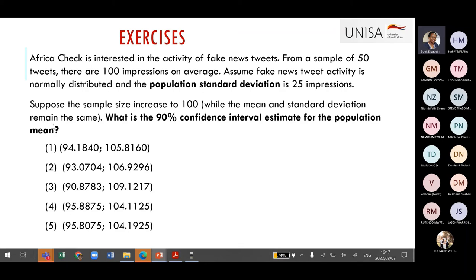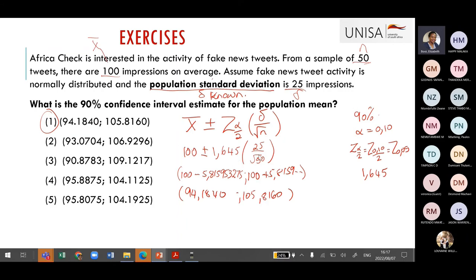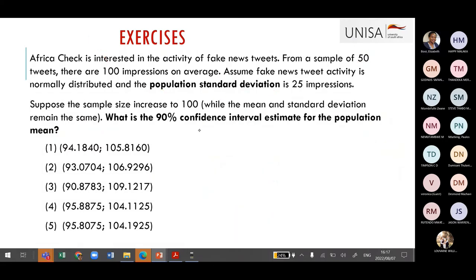While the mean and the standard deviation remain the same, so it means our mean will still be 100, our standard deviation will still be 25. What is the 90% confidence interval estimate? So going back to our previous one, we know that we calculated it this way. We're going to continue doing that, but changing our sample from 50 to 100. So let's do that. Our x bar plus or minus our critical value of alpha divided by 2 times the standard deviation over the square root of n, which is our standard error. And 100 was our mean, plus or minus our critical value. We found that it was 1.645 times our standard deviation was 25. Divide by 100.